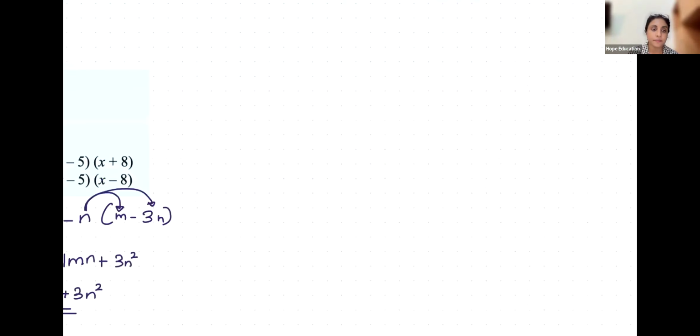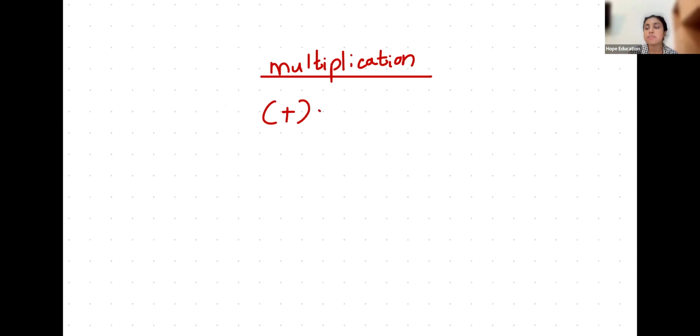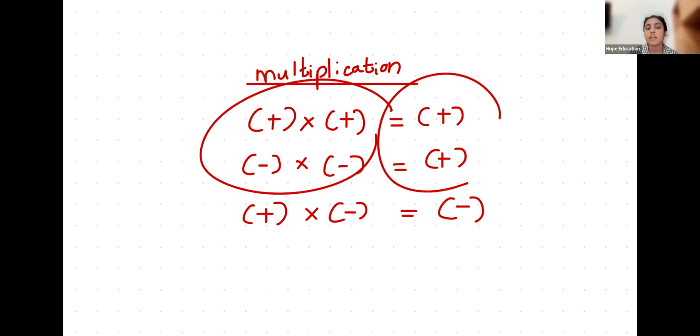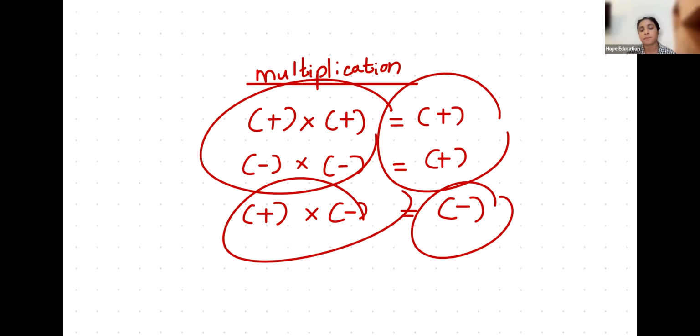So just to clarify, when it comes to multiplication, plus multiplied by plus, that means same sign, no? The answer is also plus. Minus multiplied by minus, again the same sign, so the answer is plus. Then plus multiplied by minus, different signs are multiplied, so the answer is minus. When same signs are multiplied the answer is plus. When different signs are multiplied the answer is minus.